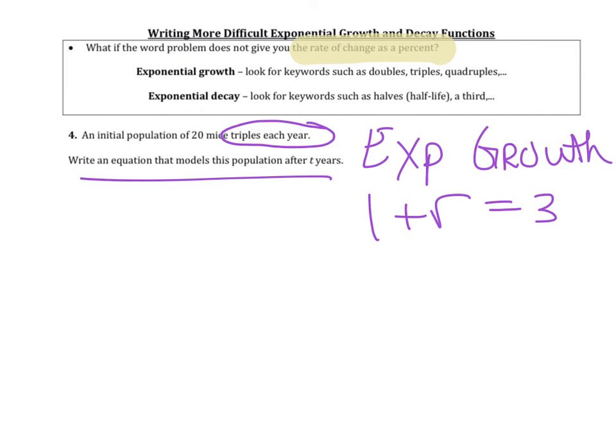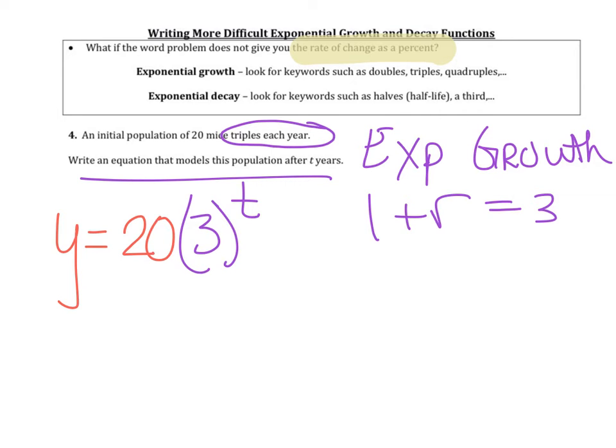So write an equation that models the population after t years. Well, look how simple this is. It's my initial amount, so my final amount equals my initial amount. And literally, when I see tripling, I'm going to put in the number 3 raised to the t. It is tripling every year. So again, initial, and this takes care of that word triple.